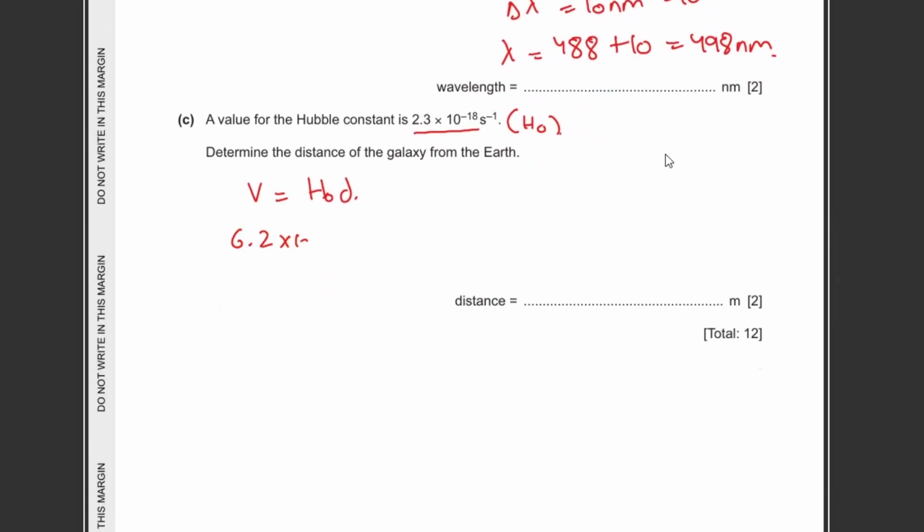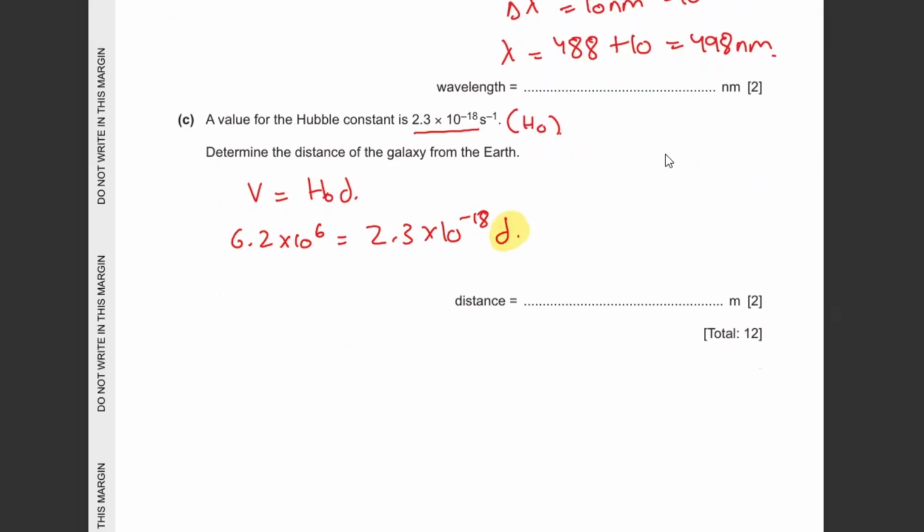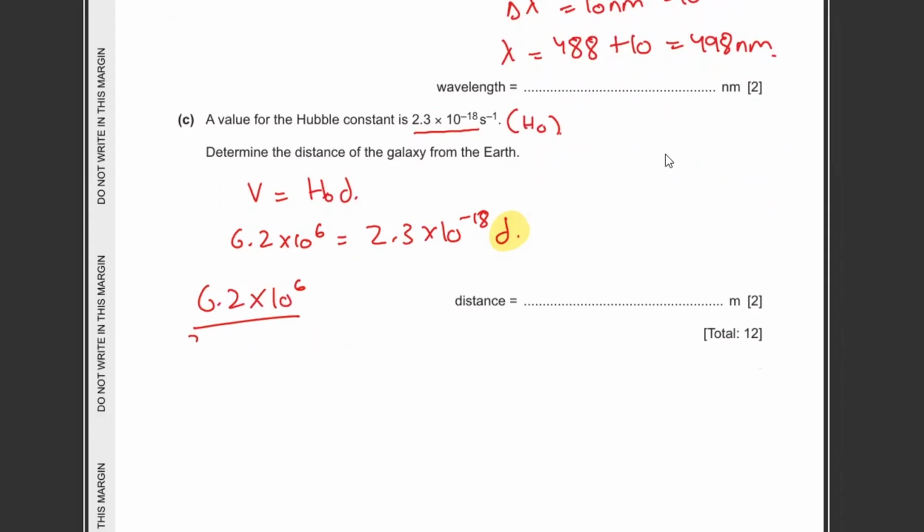6.2 into 10 raised to the power of 6. Your Hubble space constant is 2.3 into 10 raised to the power of minus 18. Can you calculate the distance d between the Earth and the galaxy? Yes. 6.2 into 10 raised to the power of 6 divided by 2.3 into 10 raised to the power of minus 18 is your distance.